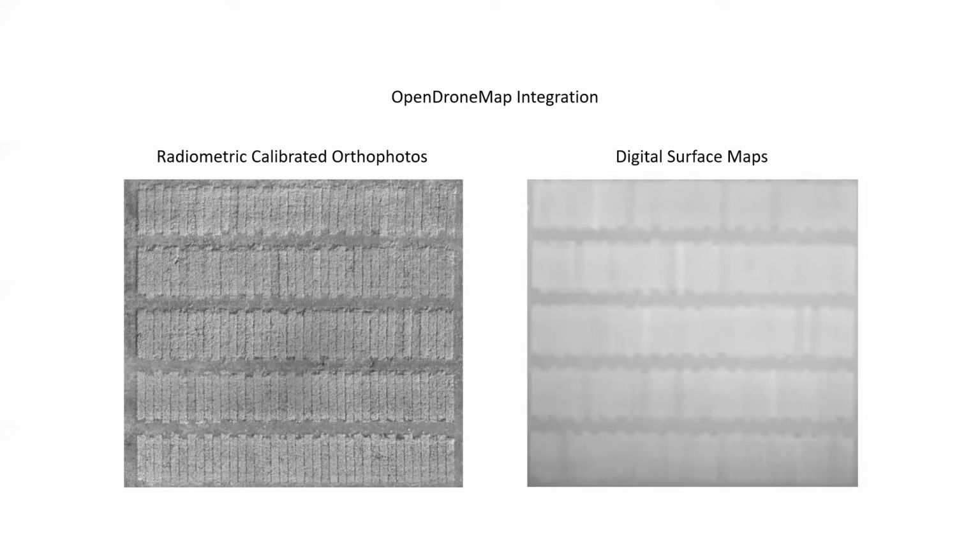OpenDroneMap is an open source software for creating these products and can work for both color images and for MicaSense 5-channel multispectral images.